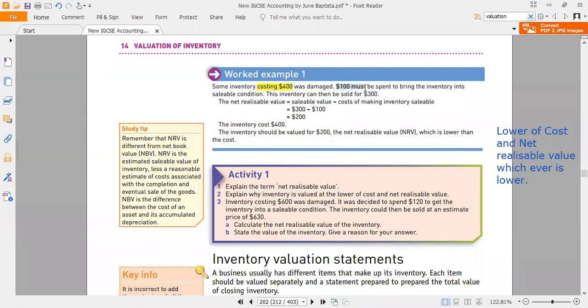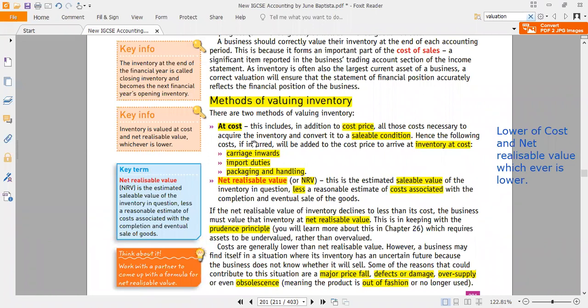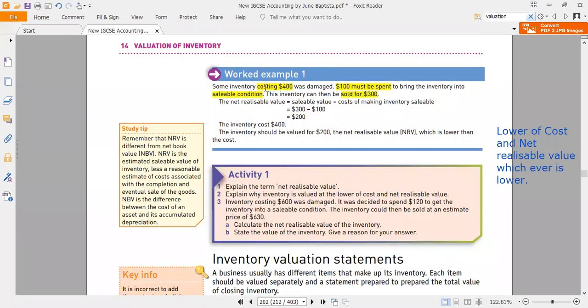100 must be spent to bring the inventory into saleable condition. If you don't spend this 100, the 400 cost is there. If you don't spend 100, then what happens? You will not be able to sell it. So this inventory can then be sold for 300. Okay, remember, it can be sold for 300. Try to understand: 400 is the cost. We study the cost or net realizable value. So the cost in this case is 400.